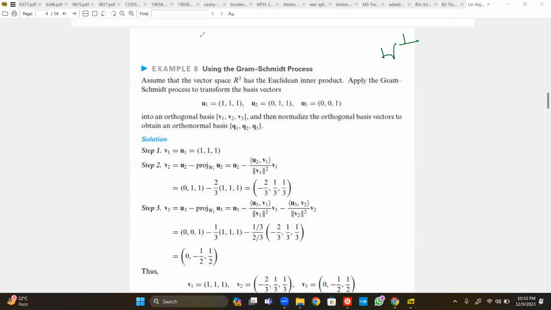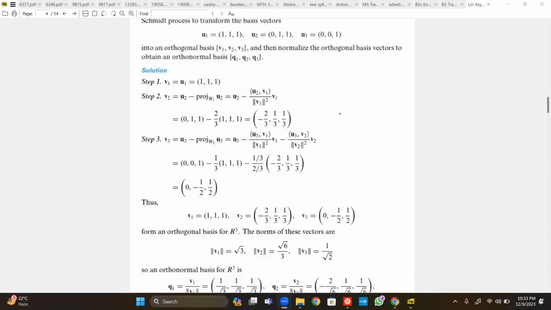What do we mean by PROJW1? The projection of U2 along W1. Is that clear? Yes, sir. Okay.